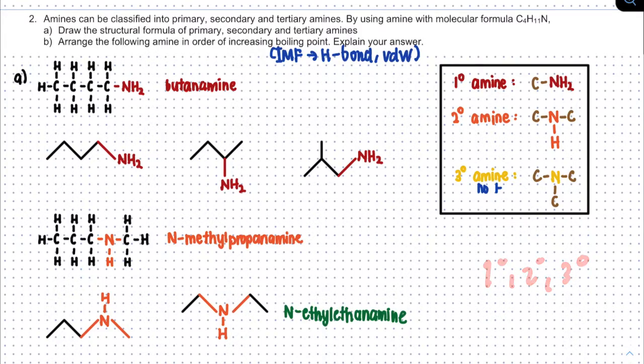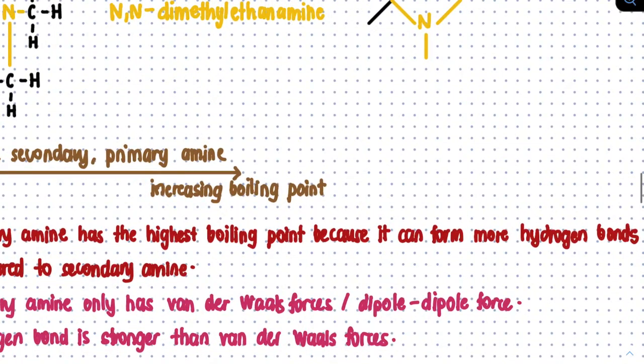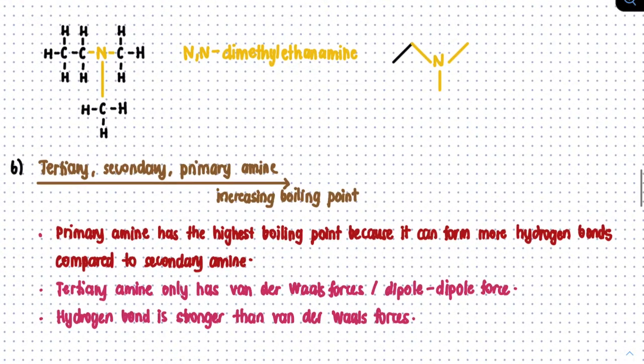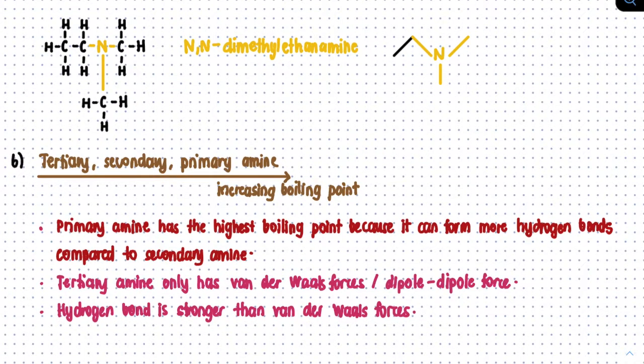Okay, so what is the solution? Okay, so the solution dia here lah. So dia nak minta in order of increasing boiling point, so it must be from our weakest to our strongest intermolecular force. Okay, so first from the explanation here, I'm comparing the primary dengan secondary. Okay, primary amine has the highest boiling point because it can form more hydrogen bond compared to secondary amine. Okay, so the first one I'll compare this one dengan this one lah.